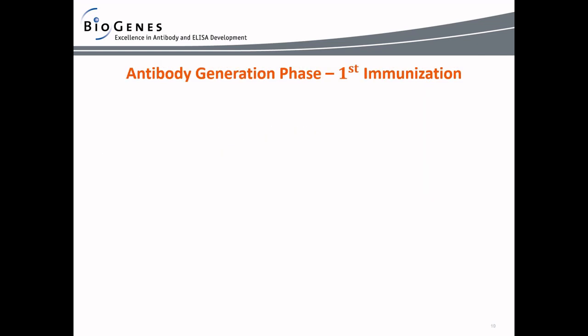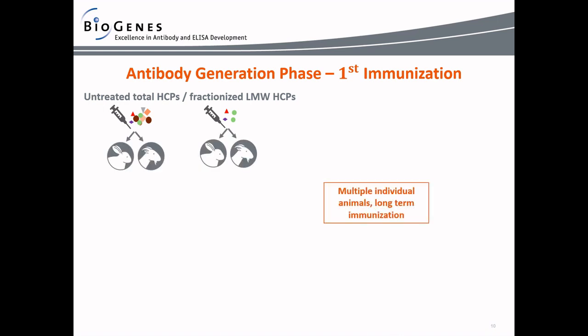As I already told you, we now have two samples, the untreated total HCPs and the fractionized low molecular weight HCPs. We're using these two samples to immunize animals. BioGenes prefers a dual animal approach, routinely with goats and rabbits. This increases, in general, the probability of detecting a greater range of HCPs.